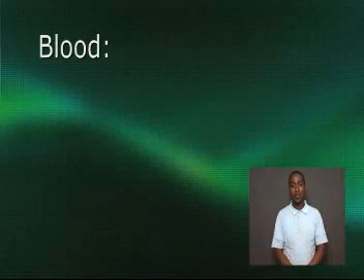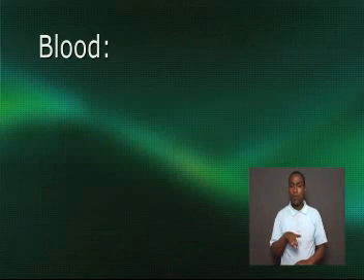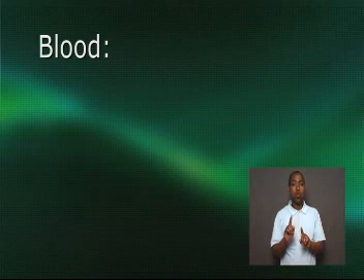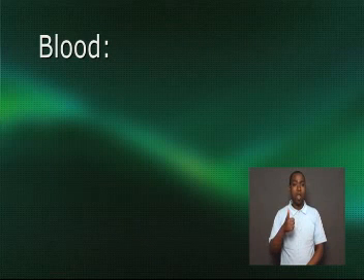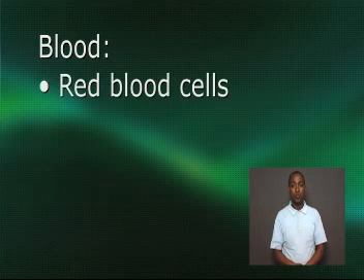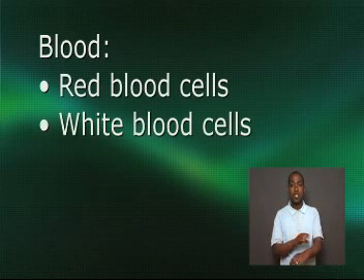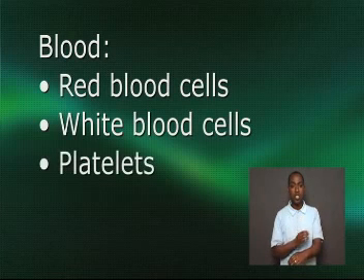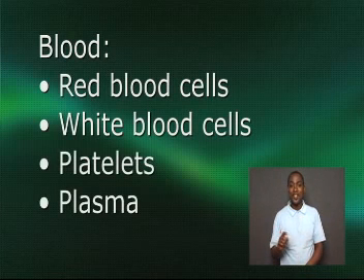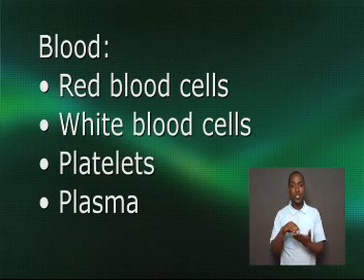Blood is a highly specialized tissue composed of many different components. 4 of the most important components are red cells, white cells, platelets, and plasma. We will study these components throughout this lesson.